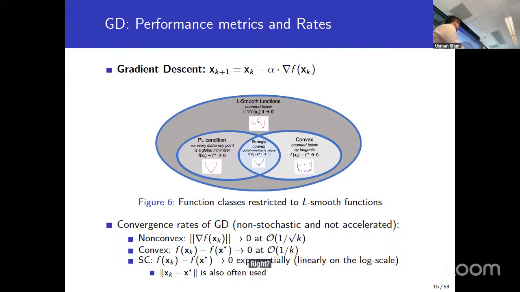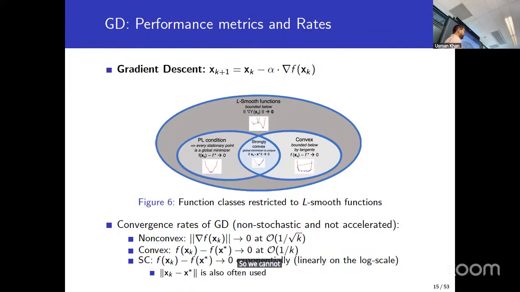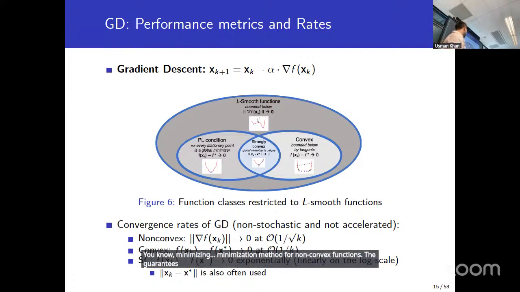So for non-convex functions, at a stationary point, the function value is not necessarily unique because there are local minima. So we cannot seek this type of metric for a convergence proof for minimization methods for non-convex functions. The guarantees we have, the metrics we use, are with respect to the norm of the gradient, and we ensure that the norm of the gradient goes to zero. That is kind of the best we can do.